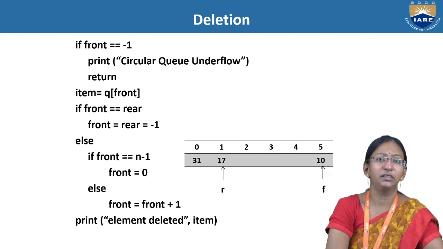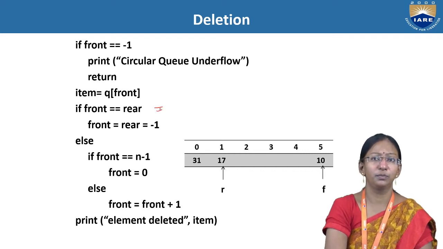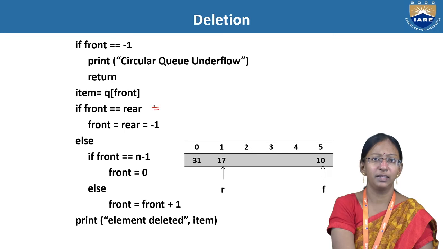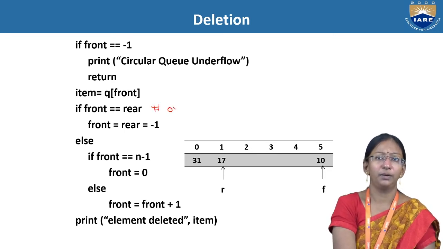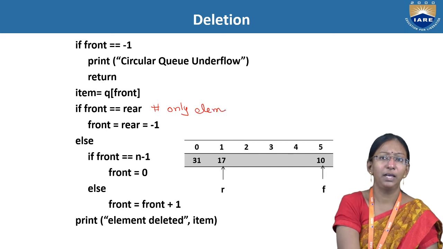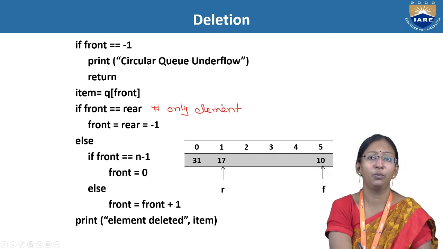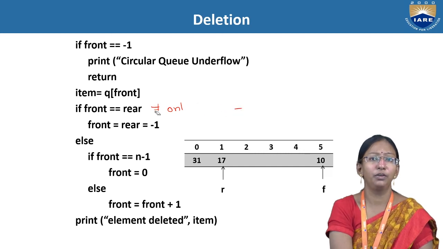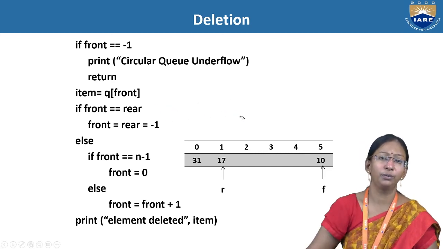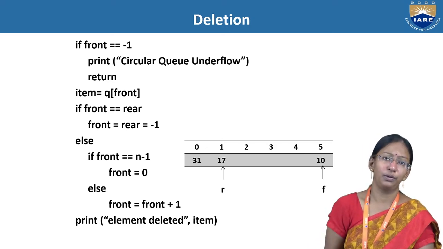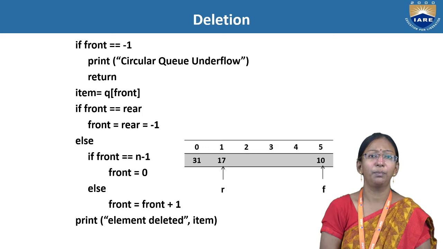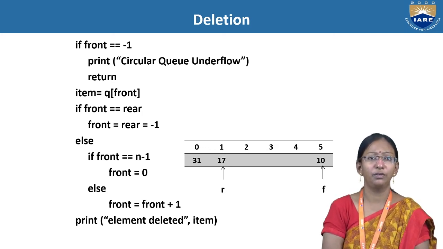Then comes the cases of deletion. What if front is equal to rear? What does this mean? Only element. Okay, only one element left in the queue. What will happen if you remove the only leftover element in the queue? Inside the queue, you have only one element and you have removed it. What will happen to front and rear? They'll come to their default values, -1.